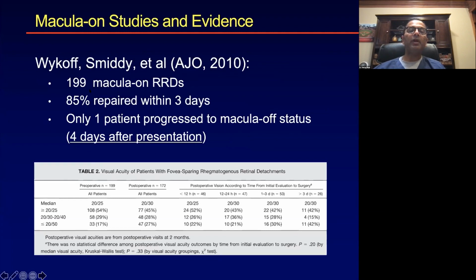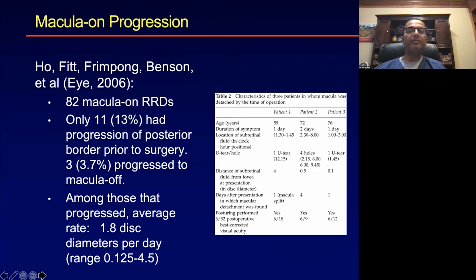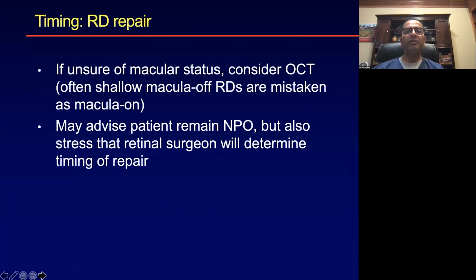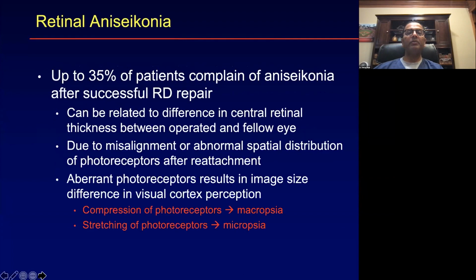These were 200 eyes, repaired within 3 days, and only one progressed to a macula off status 4 days after presentation. And this is typically how it advances, about 1.82 disc diameters per day. But again, the state of the vitreous will determine how much extension there is. So if you're unsure, certainly consider OCT and really look at the patients to see if it's acute or chronic, because you can do that quite nicely on examination and OCT.